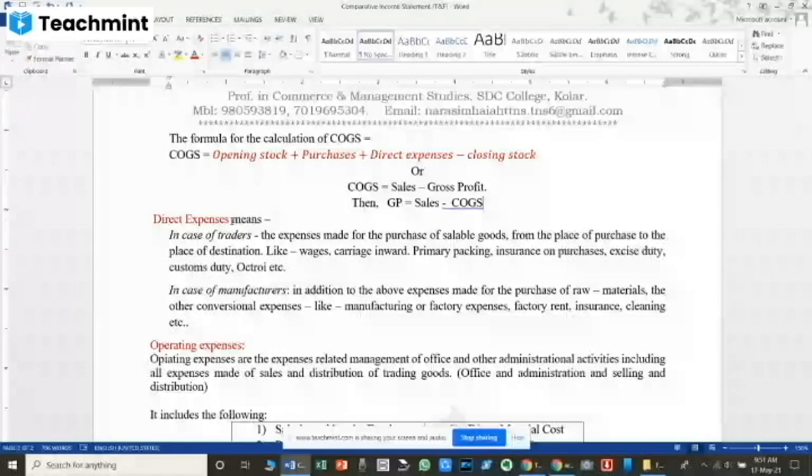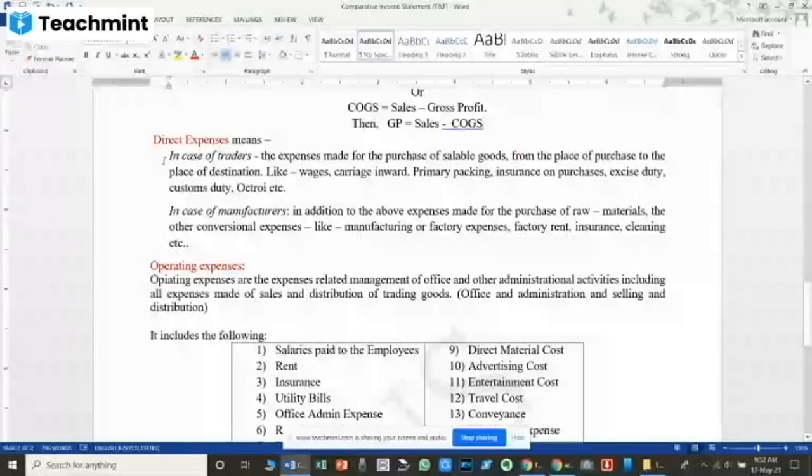Keep in mind, direct expenses exclude expenses made for office and administration, that is office and administration overheads, and selling and distribution overheads are excluded from the purview of direct expenses. Direct expenses are the expenses made for purchase of saleable goods from the place of purchase to the place of destination. Place of destination means the place of the buyer, like wages, carriage inward, primary packing, insurance on purchases, excise duty, customs duty, and octroi. They are the direct expenses.